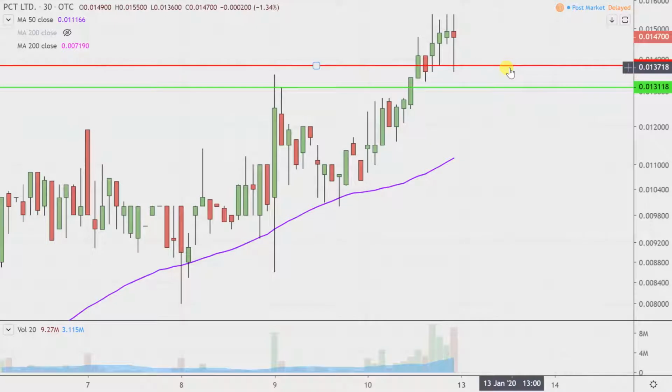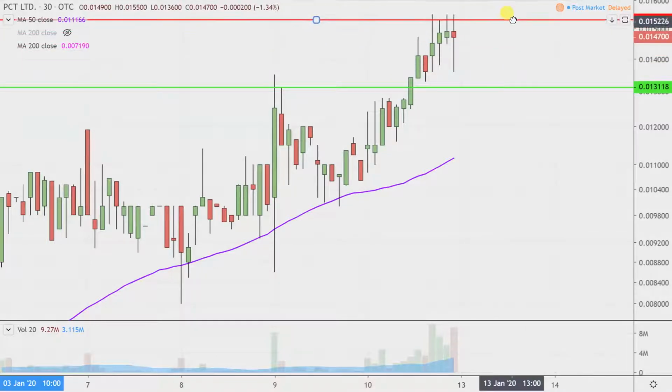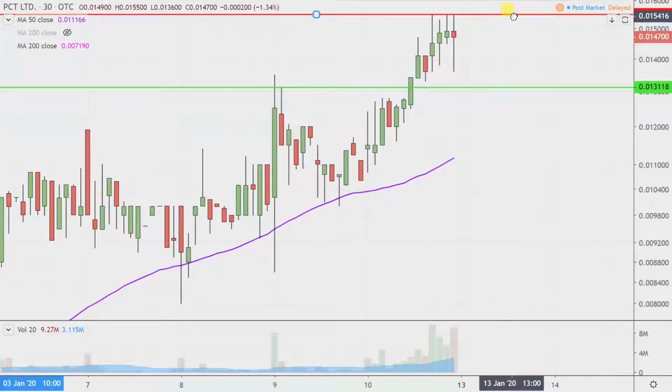As far as the sellers, nothing fancy or complicated here. Price tried on essentially 4 separate occasions to get up through that level at 0.0155. So 0.0155, key area of resistance going forward. But resistance levels really don't matter. What do I mean by that?